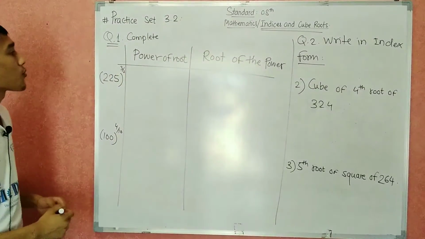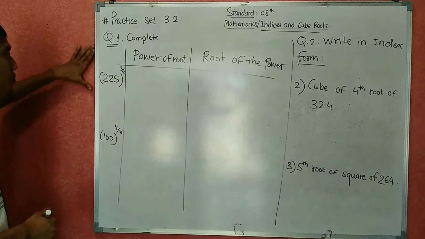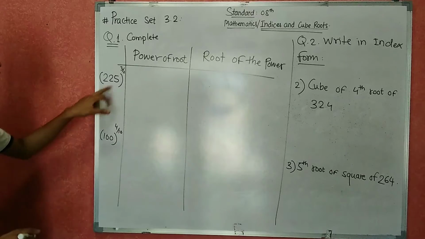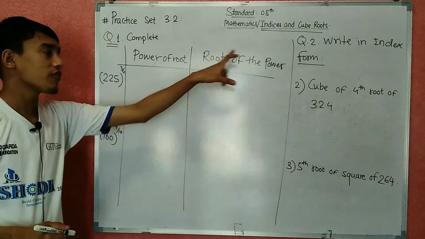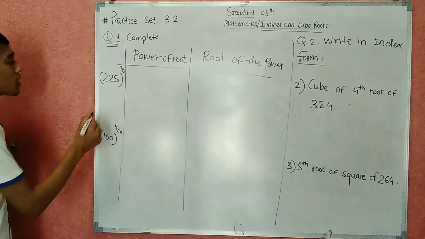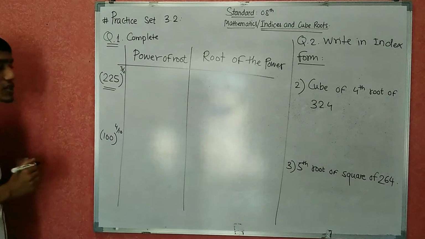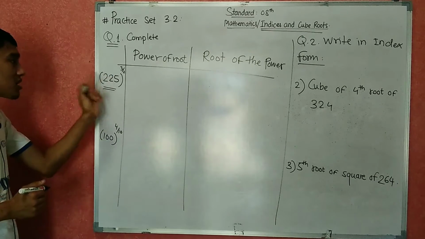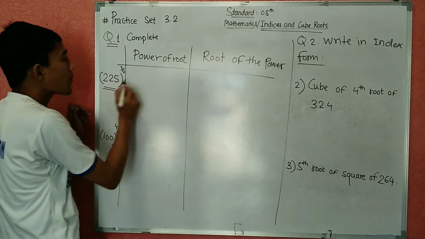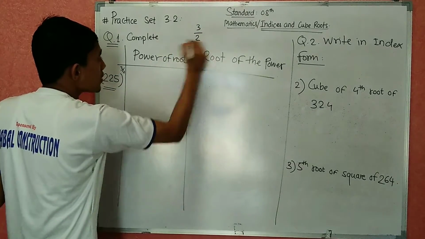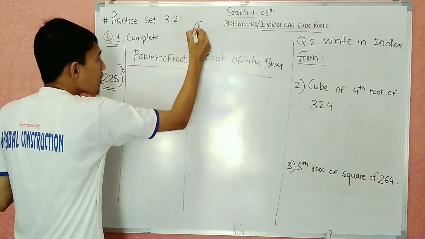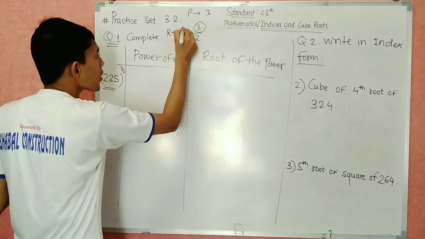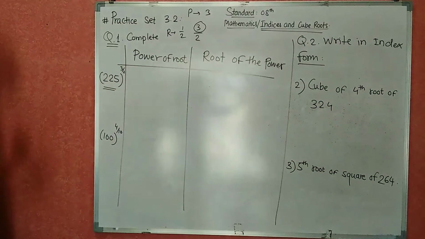So now we will see some questions from practice set 3.2. Question 1 is, we have to write the given index number in the form of power of root and also in the root of the power form. The index number given here is 225 raised to 3 by 2. So the root is 1 upon 2 and power is 3. यहाँ पर power क्या होगा हमारा? अगर हमारा इंडेक्स 3 by 2 है, तो पावर 3 होगा और रूट 1 upon 2 होगा.